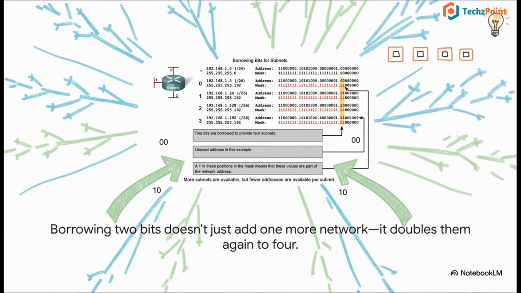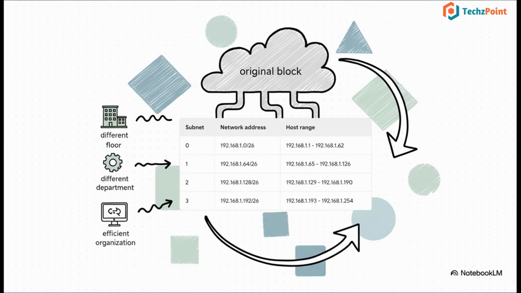It's exponential. And this table shows you exactly how that plays out. We now have four subnets, all carved out of that same original block. Now you can give one to the sales department, one to engineering, one for your servers, whatever you need. It's all about efficient organization.